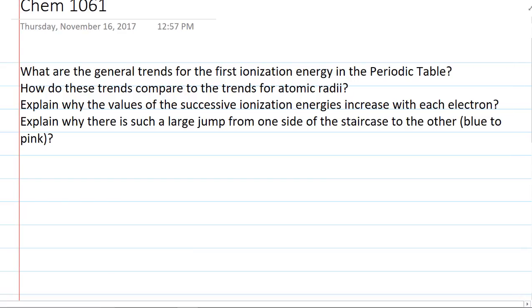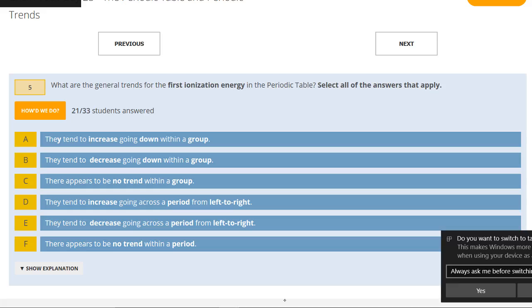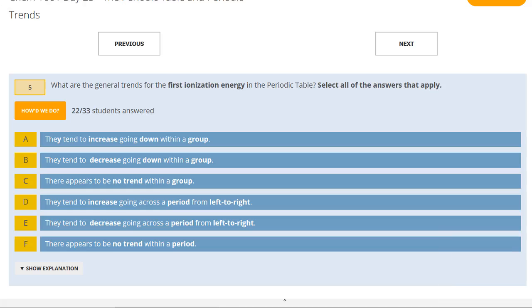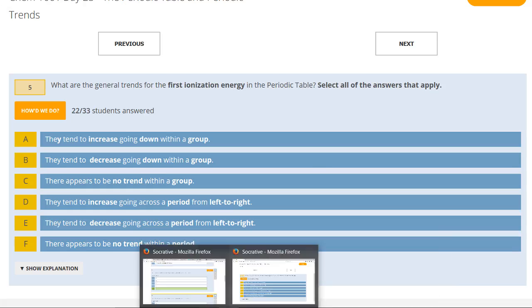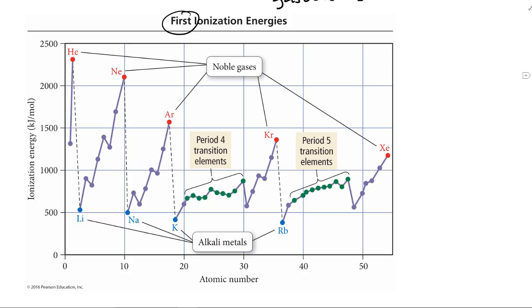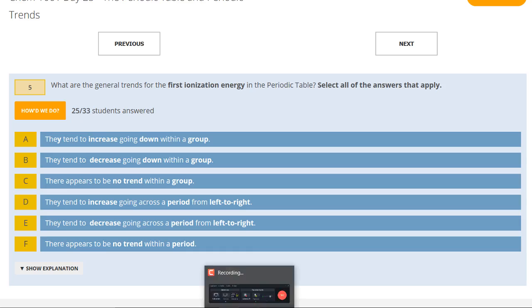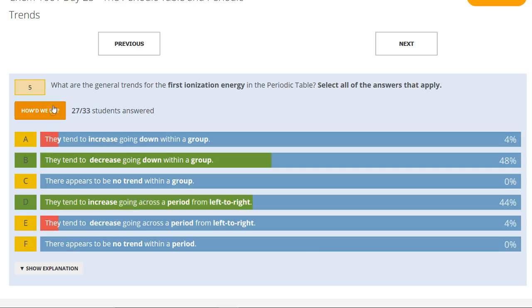Okay, let's get your answers locked in, please. I'll give you one more peek at the trends. All right, let's check out the answers. Count down, 5, 4, 3, 2, 1.